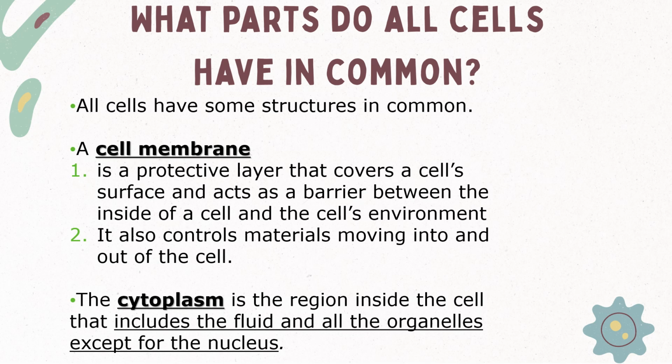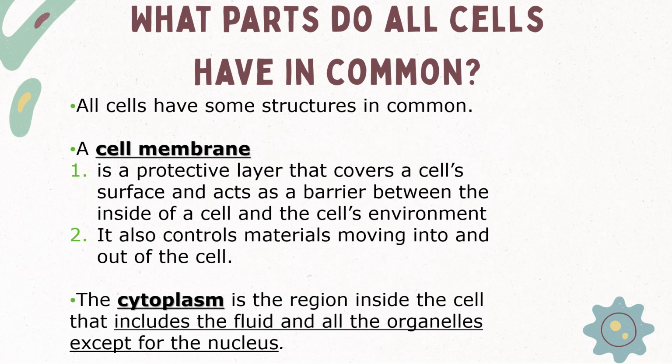As we said on the last slide, we have some parts in common between the animal cell and the plant cell. Now we will talk about each common part and learn its function. The first one is called the cell membrane. The cell membrane has two functions.